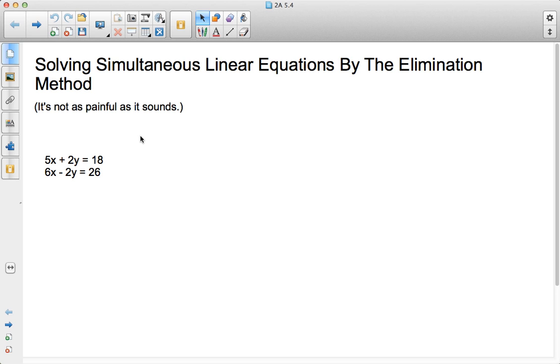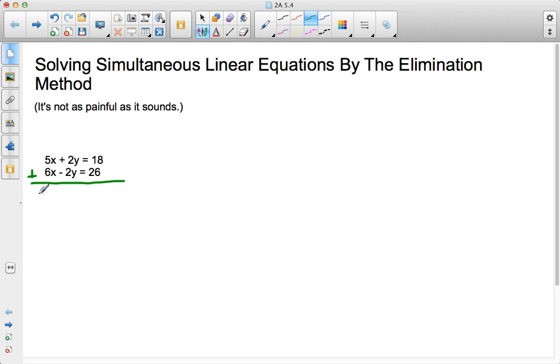For example, if we take a look at the following set of simultaneous equations, we have 5x plus 2y equals 18, and 6x minus 2y equals 26. Now in this case, using the elimination method, the idea is to add the two equations together so that one of your variables temporarily cancels out. Now this is the important thing to remember. It's a temporary cancellation.